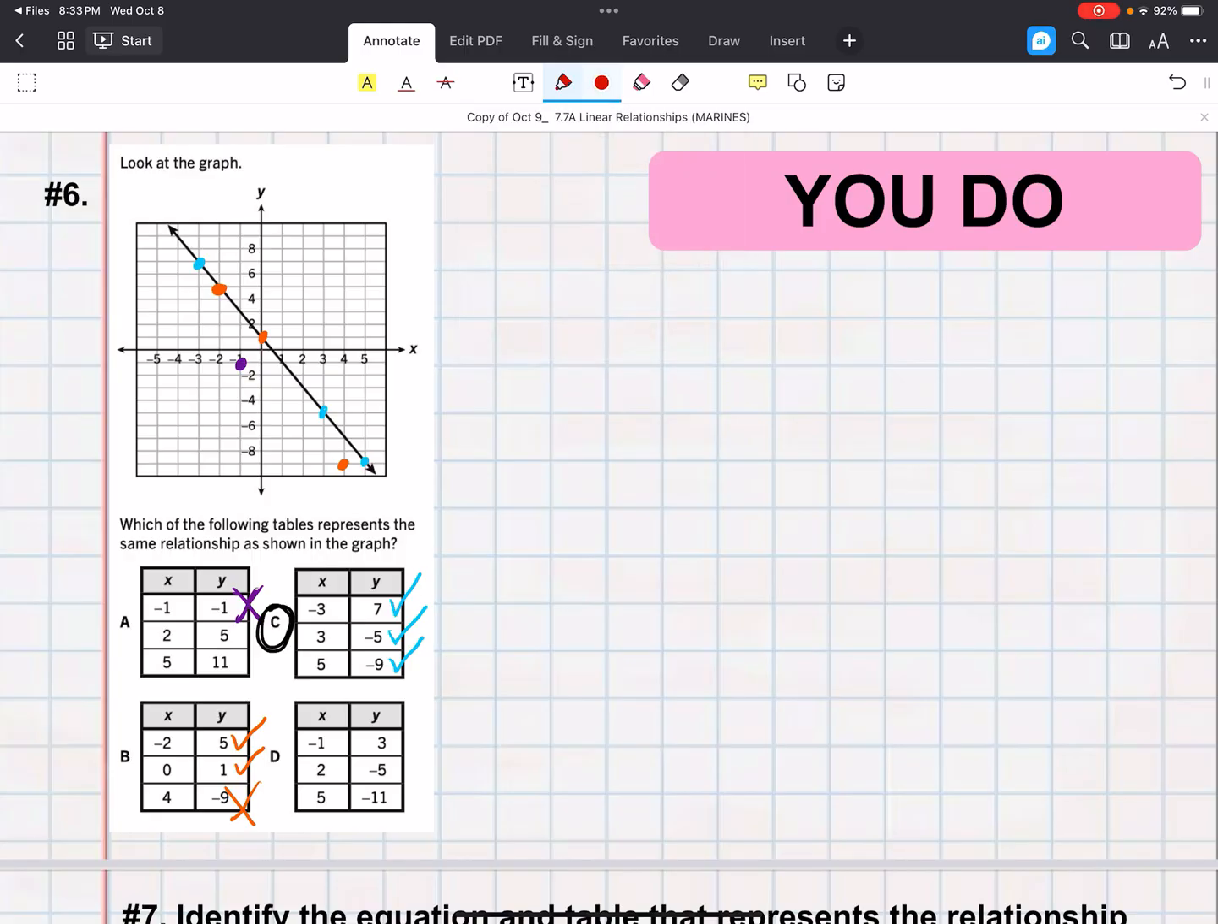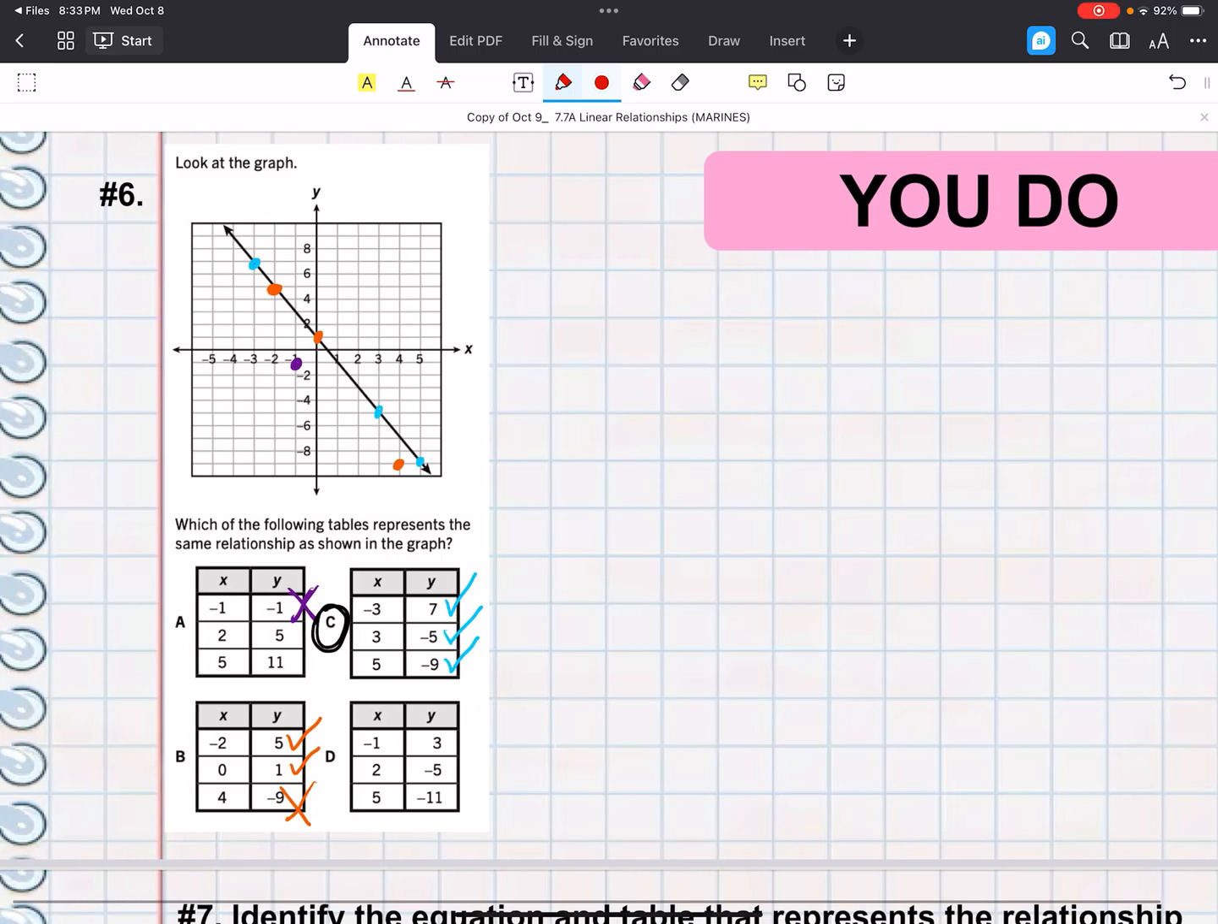For your first ordered pair for D, when X is -1, Y is +3. Well, that did fall on the line, but remember, all of the ordered pairs need to fall on your line. So let's check the next one. When x is 2, y is -5. And that one didn't, confirming our answer should be C.